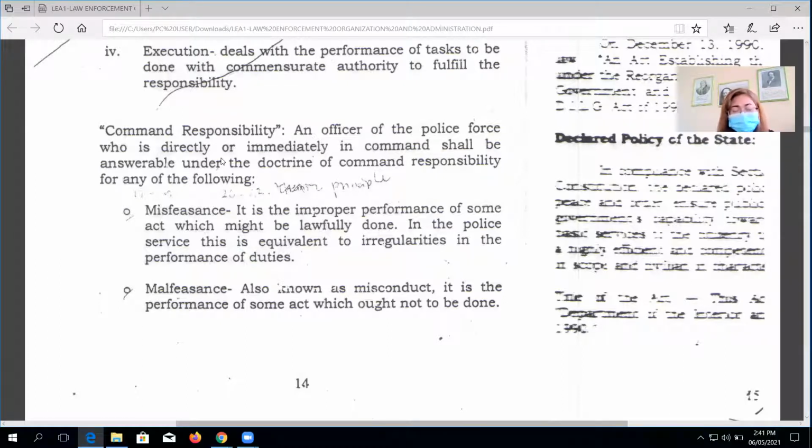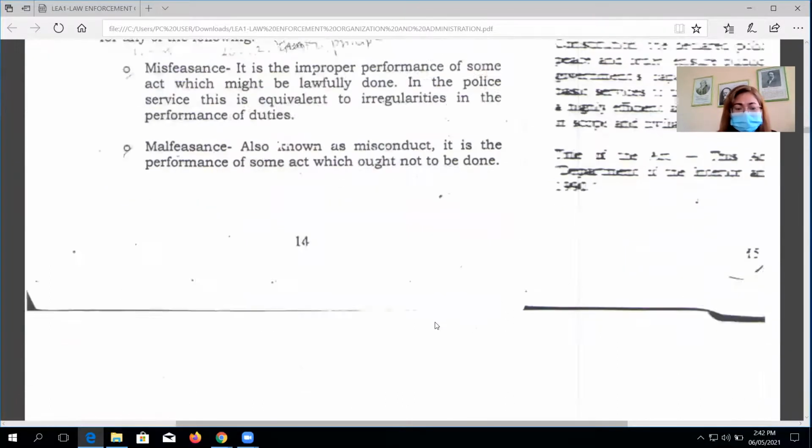When you say misfeasance, this means it is the improper performance of some act which might be lawfully done in the police service, and this is equivalent to irregularities in the performance of duty. While when you say malfeasance, this refers to misconduct. It is the performance of an act which ought not to be done.